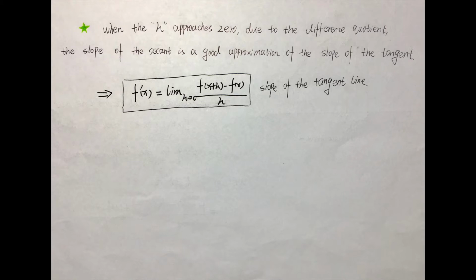Why does the derivative f'(x) equal f(x plus h) minus f(x) over h? Because the distance between point A and point B, h, gets smaller and smaller. We can think of h as tending to 0.